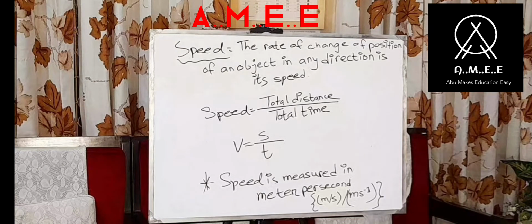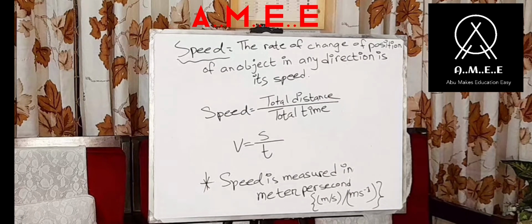The first data is distance, which has been given as 10 kilometers. So 10 kilometers is equal to 10,000 meters. How? As we know, 1 kilometer is equal to 1,000 meters. So 10 kilometers is equal to 10 into 1,000 meters, which is 10,000 meters.